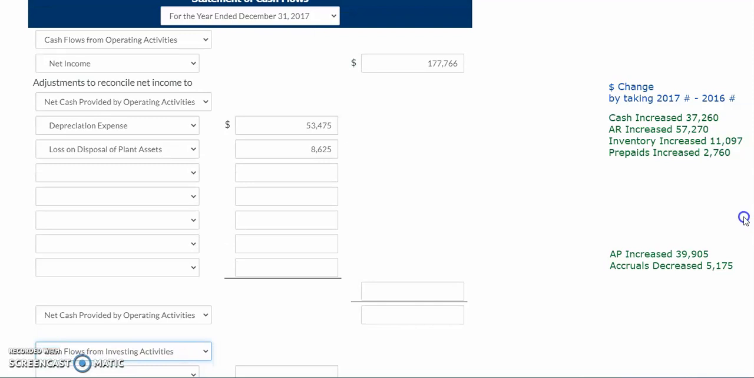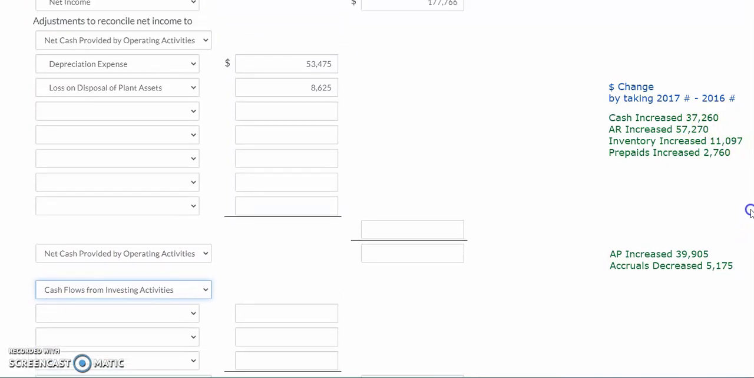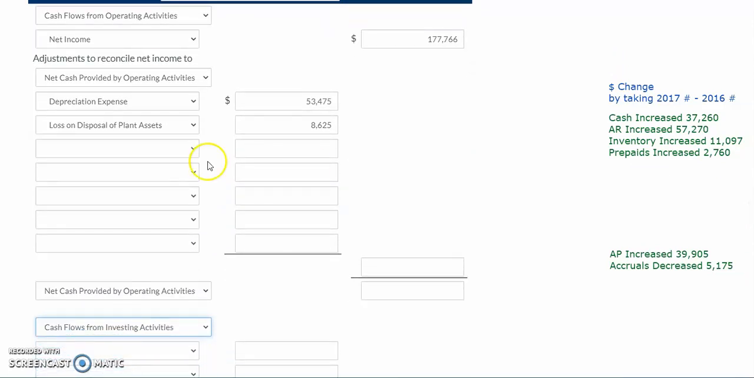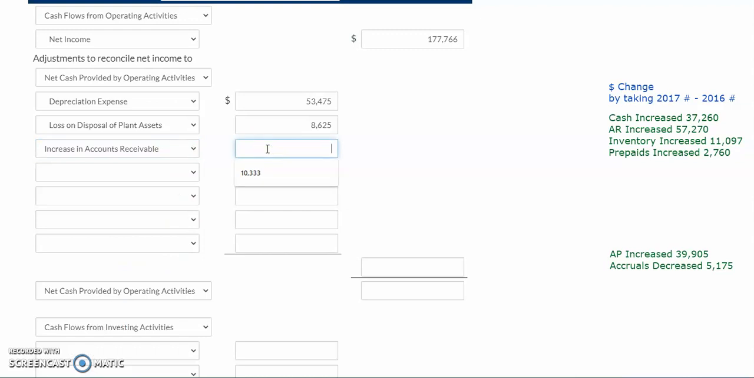All right. So here we are with our operating activities section, and we notice that our cash increased by $37,260. Later on, when we get to the cash portion, that's when we will consider cash. But for the operating activities, we'll start off with the increase in accounts receivable. You want to carefully select each of these items. Our accounts receivable increased by $57,270. That means that we have made sales, but we have not collected the cash yet. So this will be a minus.